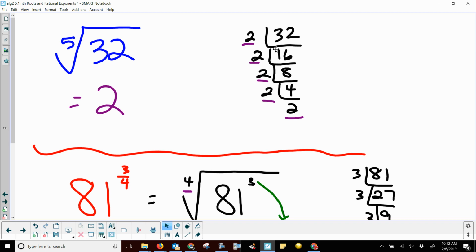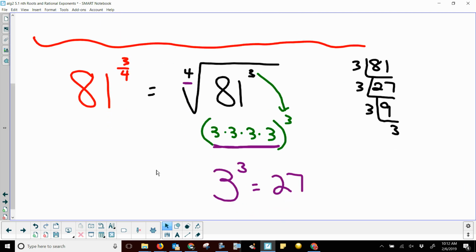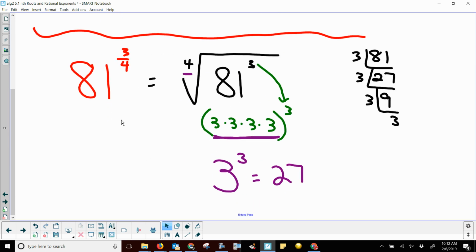This one, 32, gave me 5 2's. I'm looking for 5 of the same thing, so that all came out to be 2. This one was a little tricky. I said we could do it a couple different ways.